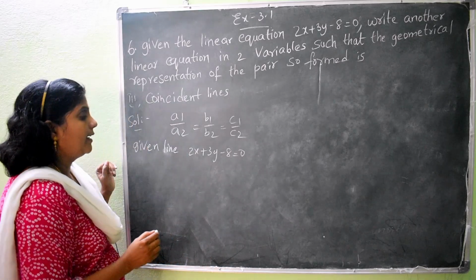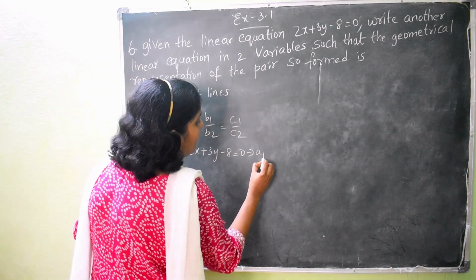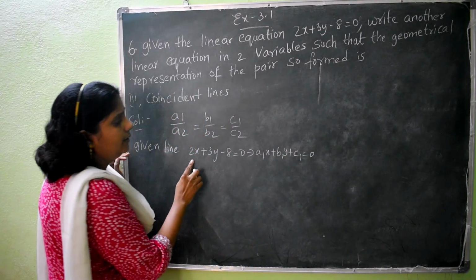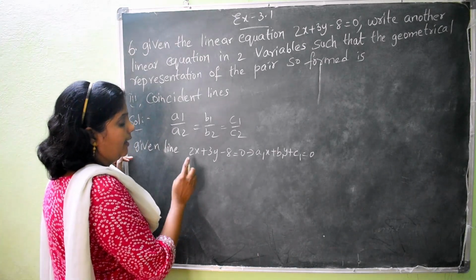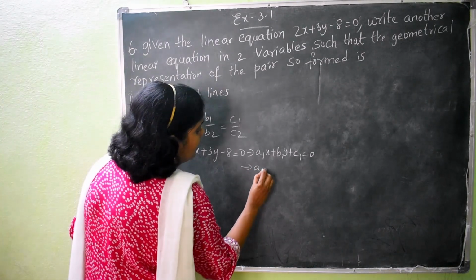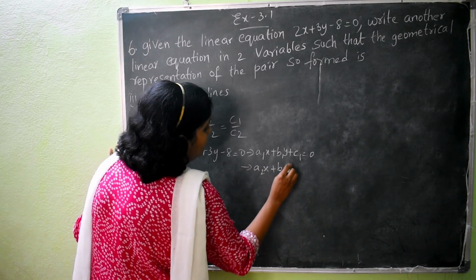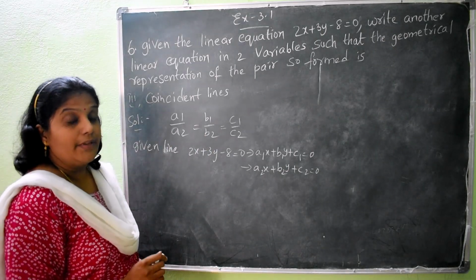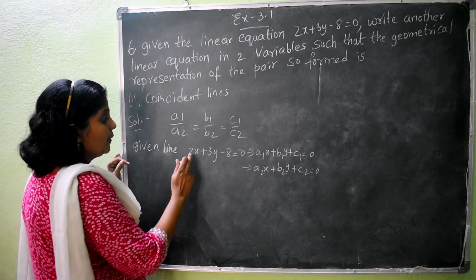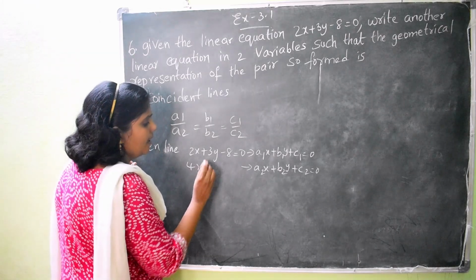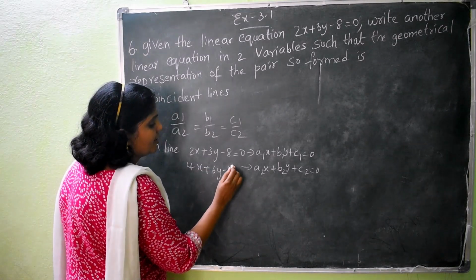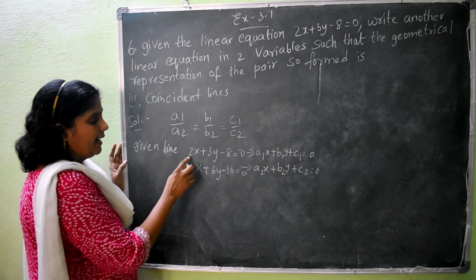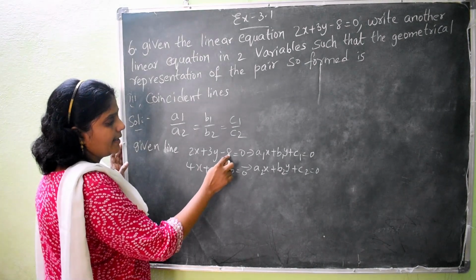So we need to write another linear equation. This is in the form of a1x plus b1y plus c1 equal to 0, with a1, b1, c1. Next we need to write another linear equation, a2x plus b2y plus c2 equal to 0. What is given here? All the ratios are equal, so simply we can write the multiples. 2 2s are 4, 3 2s are 6, 8 2s are 16. If all the ratios are equal, then simply we can write the multiples.